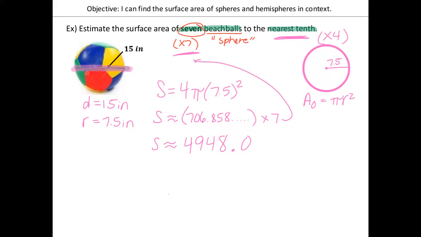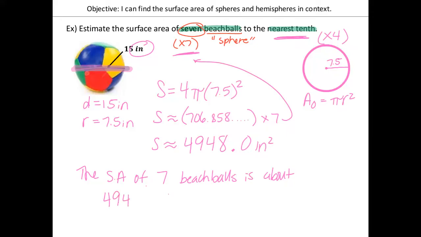And then our unit is in inches, but it's area, so we say inches squared. And then don't forget to write a sentence. So we would say the surface area, or the SA for surface area, of 7 beach balls is about 4,948 square inches.